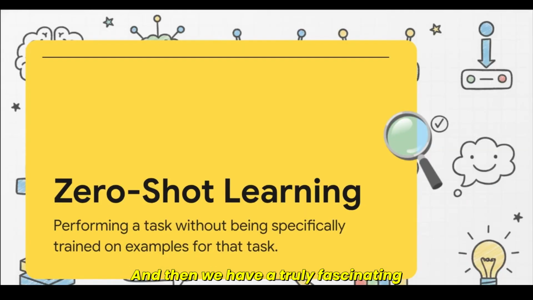And then we have a truly fascinating concept, Z, zero-shot learning. This is the ability of an AI model to perform a task without being specifically trained on any examples for that exact task. It's absolutely incredible. It means the AI can leverage its general, pre-existing knowledge to tackle a completely new, unseen problem on the very first try.